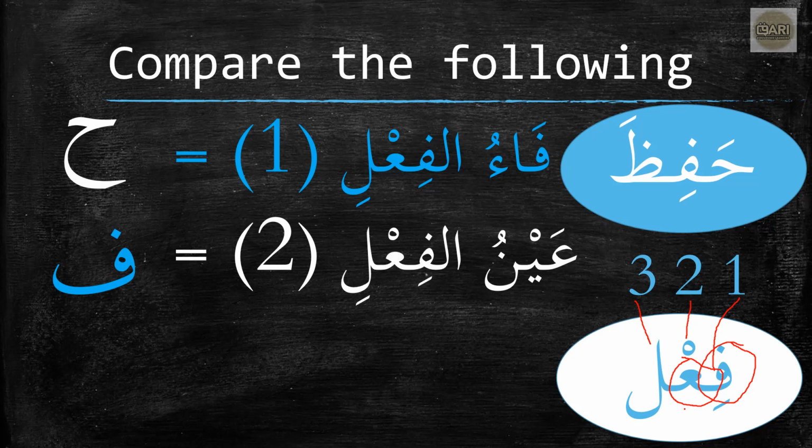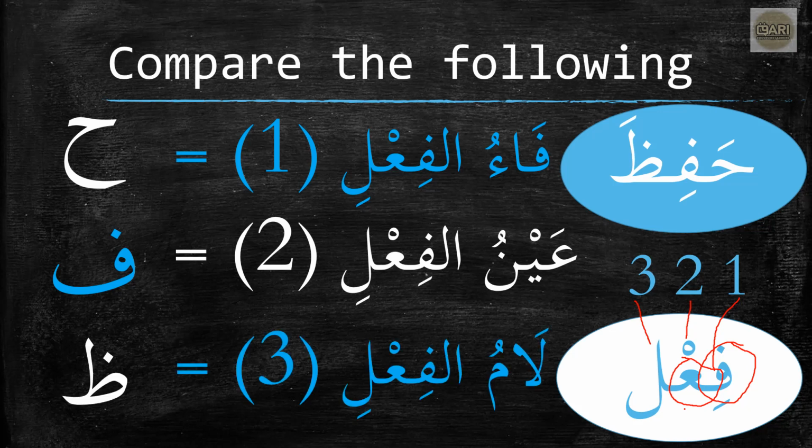Well, if you look at the word fi'l, meaning verb, the word fi'l has 3 letters. The first letter is fa. The second letter is ain. What's the last letter? Lam. The last letter is lam. And so the final radical, or the last letter of the trilateral 3-letter root verb, we refer to as what? The lamul fi'l. Why is it called the lamul fi'l? Because the word fi'l means verb, and the last letter of the word fi'l is lam.